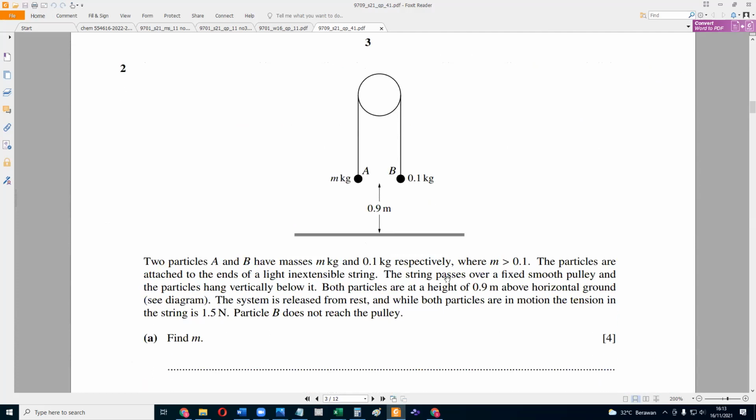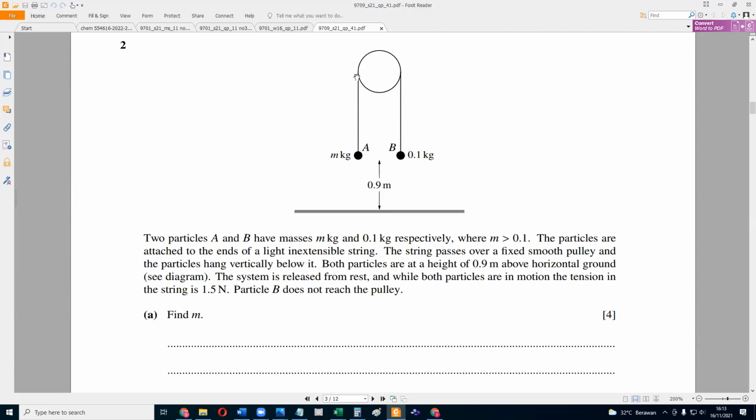Okay, so we have the Atwood machine here. Actually, we do have this machine in our physics lab. Two particles have masses m kilograms and 0.1, where m is less than 0.1. So this one is heavier. The particles are attached to the ends of a light inextensible string. The string passes over a fixed smooth pulley, and the particles hang vertically, both 0.9 above horizontal. The system is released from rest, and both particles are in motion. The tension in the string is 1.5 Newton. Particle B does not reach the pulley. We are going to find m.